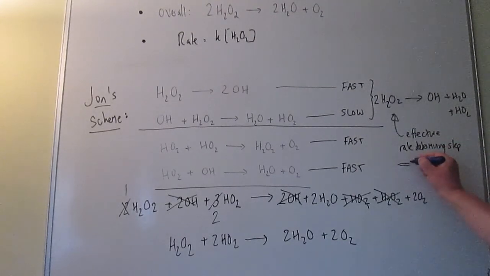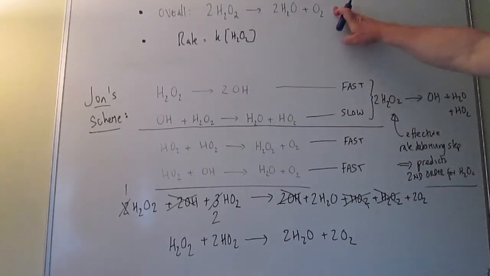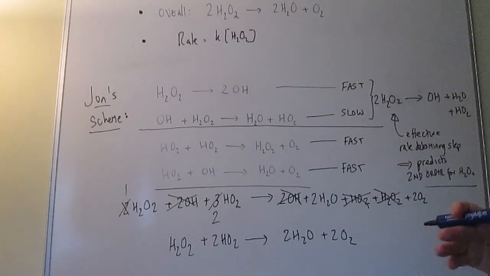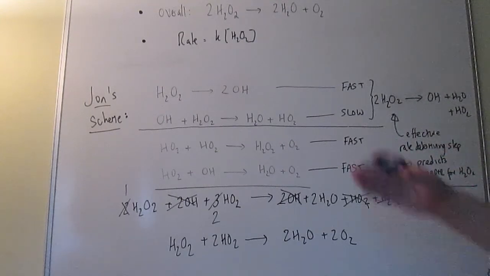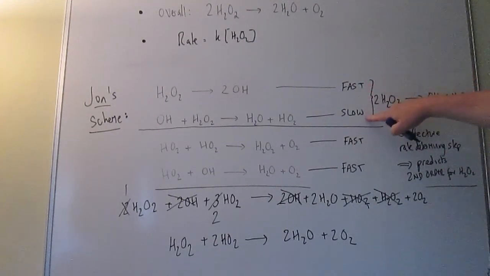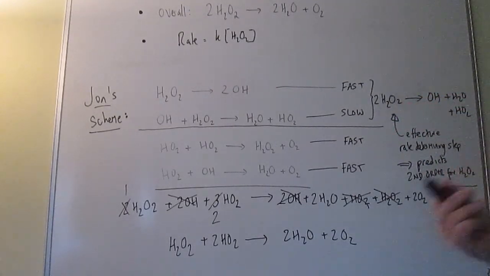which means that it predicts that it would be second order for H2O2 because there are two of them reacting, and that's not what we observed experimentally. So it fails at both tests. It doesn't add up to the right overall equation, and it doesn't predict the correct outcome in terms of order of reaction because it should have been first order, but the sum of those two steps up to and including the slow one had two H2O2s, so it would then have had to be second order. So John was wrong.